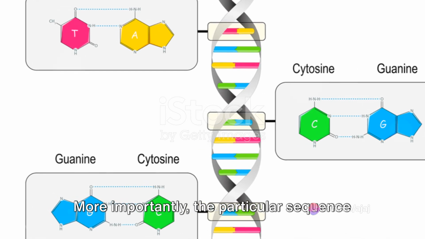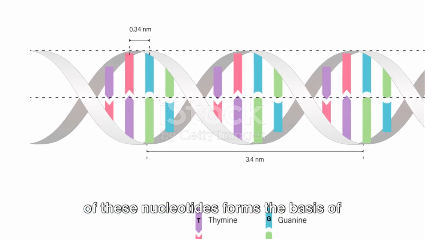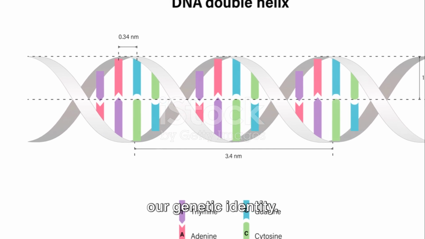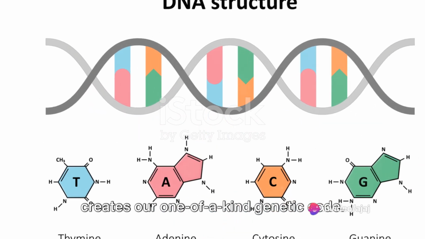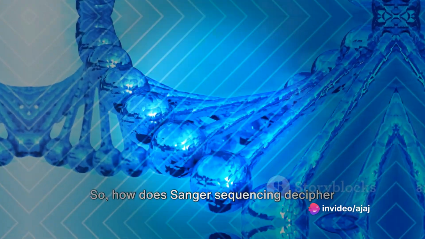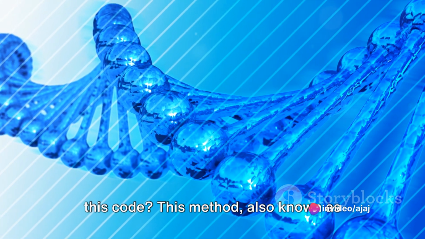More importantly, the particular sequence of these nucleotides forms the basis of our genetic identity. It's this precise arrangement that creates our one-of-a-kind genetic code. So how does Sanger sequencing decipher this code?